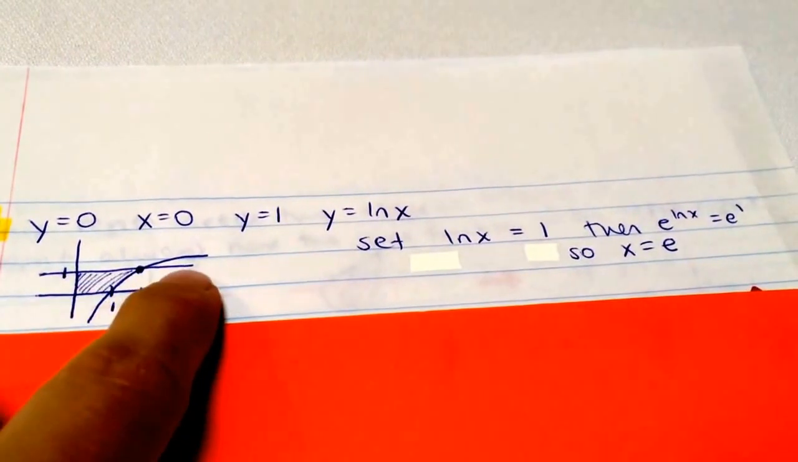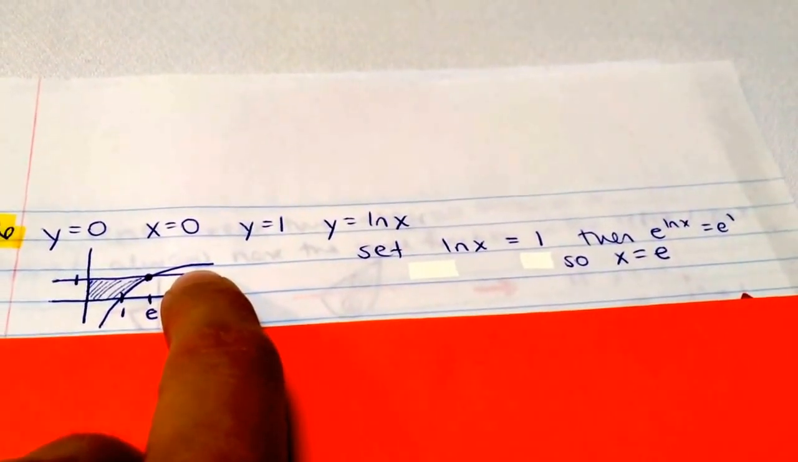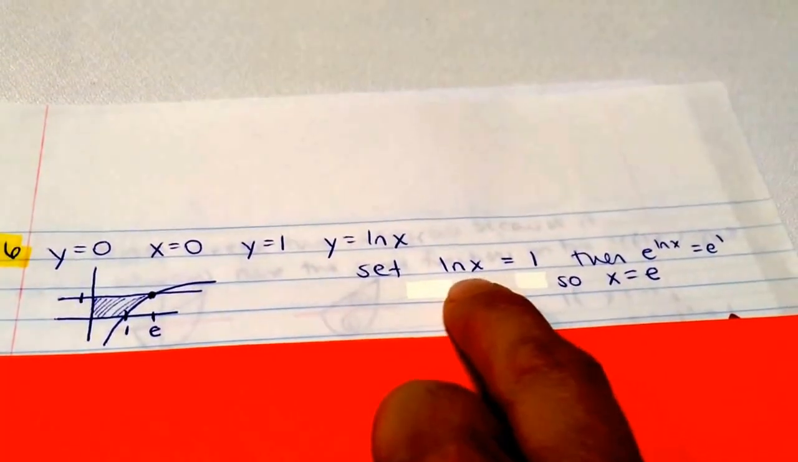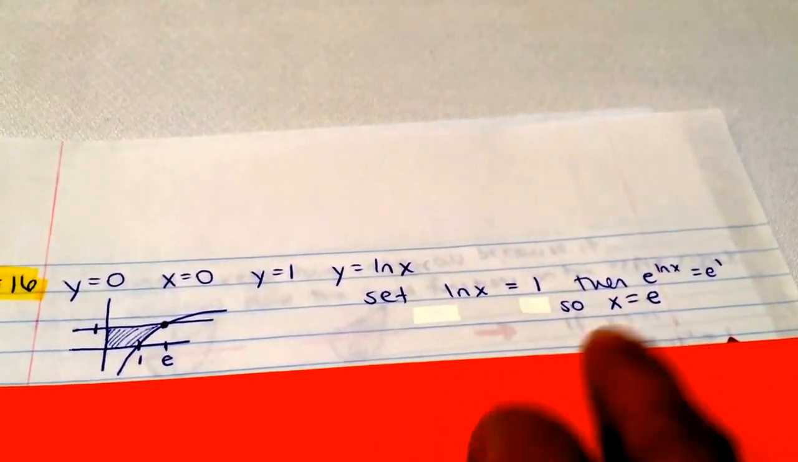So that's my region. Okay. Now to see what this number was, where these graphs intersect, I wanted to see where the line y equals 1 and the curve y equals ln of x intersected. So to see where that was, I just set them equal to each other. So ln of x equals 1, take the e of both sides, e and ln cancel each other out, so x is e, and that's how I got that e. You need to find the points of intersection because you're going to need them for your bounds.